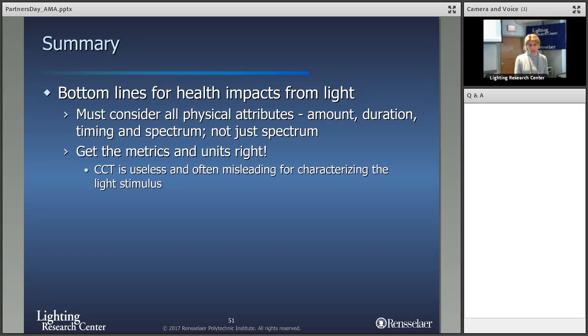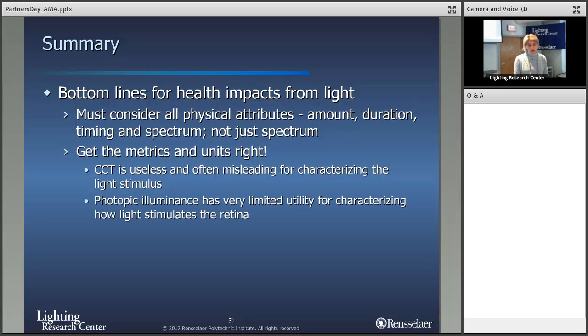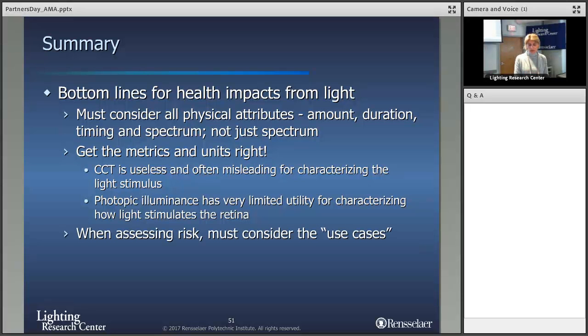CCT is useless, and it's often actually misleading. Yes, you tend to have higher CCTs with more short wavelength content, and they may be more effective, but it's not always the case. Photopic illuminance, and I think everybody agrees with that, has very limited utility for characterizing how light stimulates the retina when it comes to the health effects.